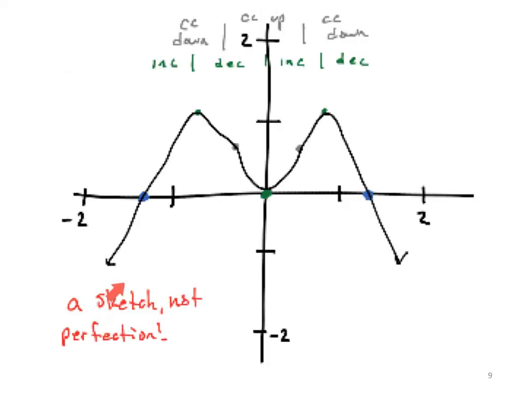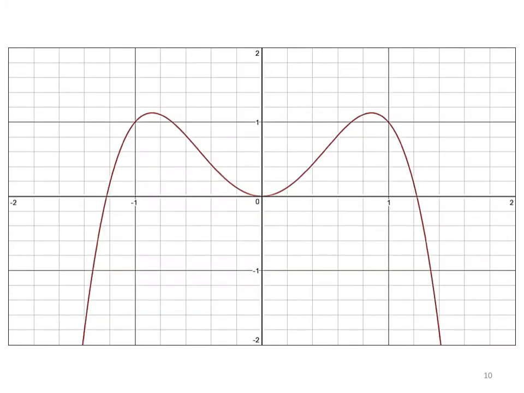Remember, this is a sketch, it's not perfection. We have our intercepts. We also have our minimum. We have a maximum. Both of them. We have inflection points. I will admit, that is not pretty. But it looks pretty close to what the original function does when we look at Desmos. So, pretty good. We'll take it. It gives us a good basic idea of what we've done.